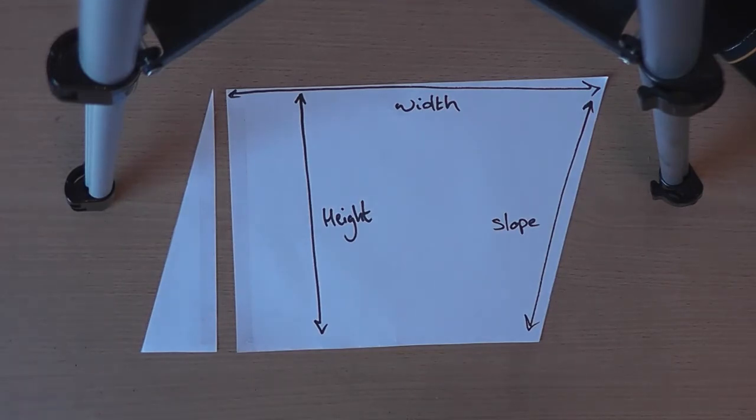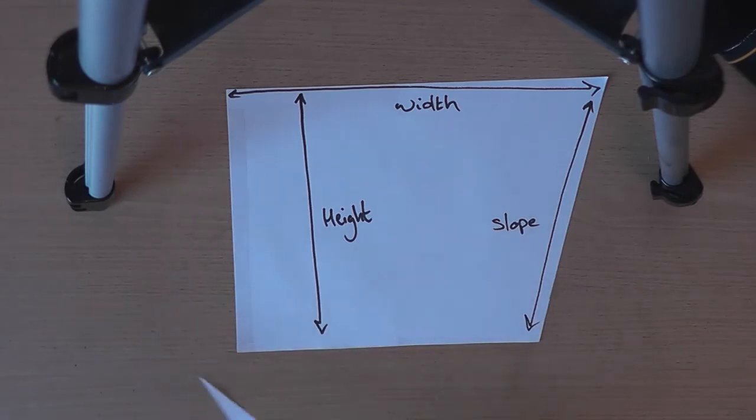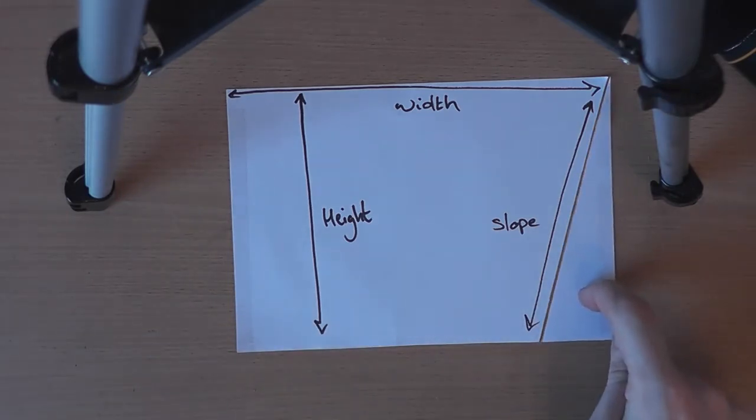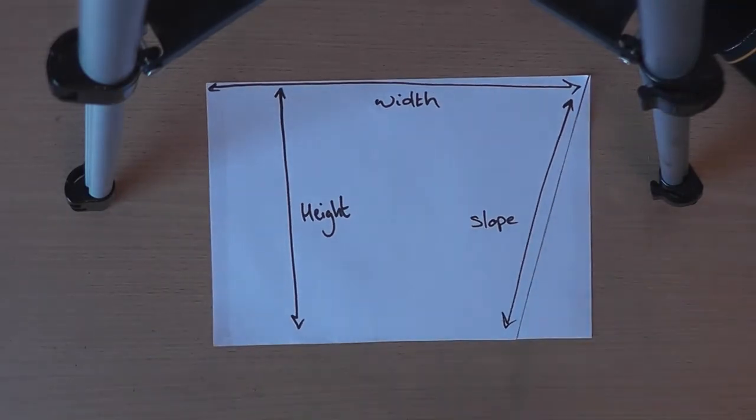I'm going to cut this triangle off the side of the parallelogram. Why? Because now what I'm going to do is move this triangle and join it on here instead. What shape have we now got? We are now looking not at a parallelogram anymore, we are looking at a rectangle.